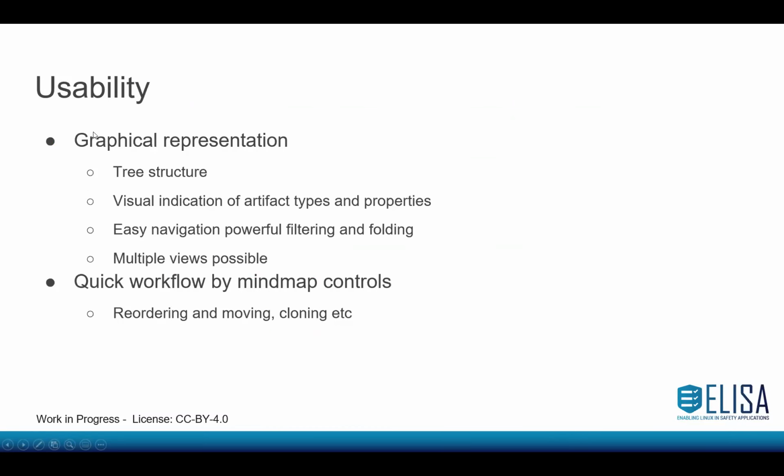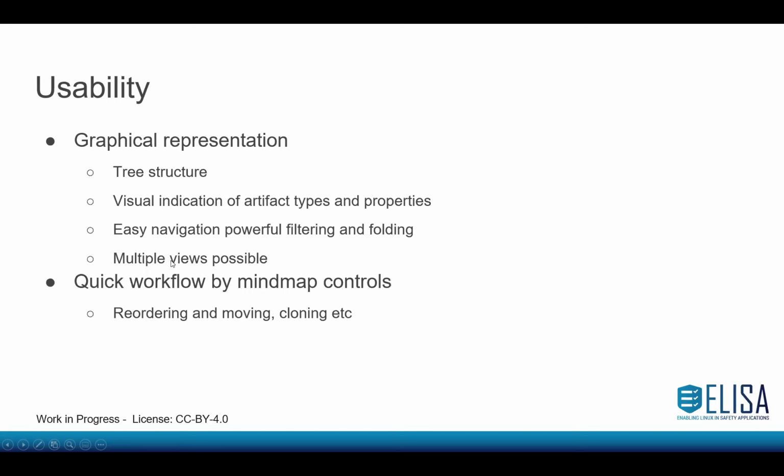Now, what else can we do? You already saw that everything is graphically represented here. You directly see how requirements are broken down. You directly see the types of different artifacts and their properties. The integrity levels are directly displayed. The type is displayed. You directly see if it needs to be addressed because something changed and so on.